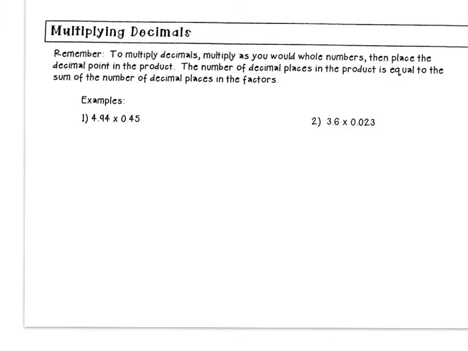We're going to take 4.94. You know what? I'd rather use red, so let's try again here. 4.94, and we're going to multiply it by 0.45. Now when you multiply, you don't really have to line up the decimal points. They are in this particular problem, but you need to what's called right justify. So line them up on the right hand side.